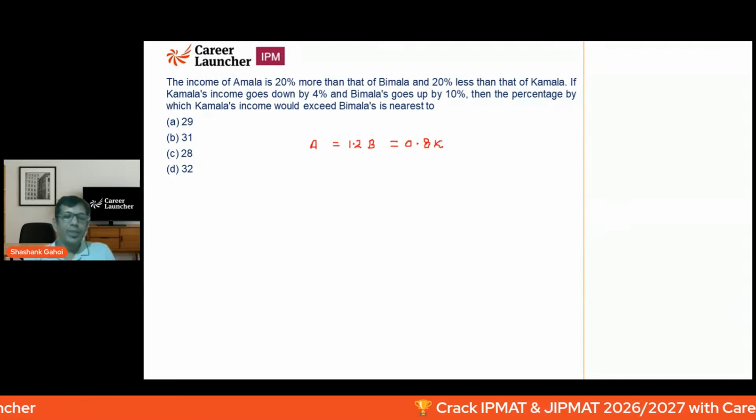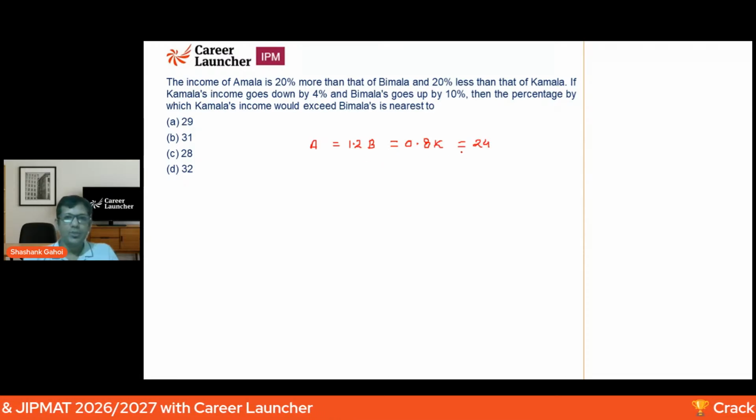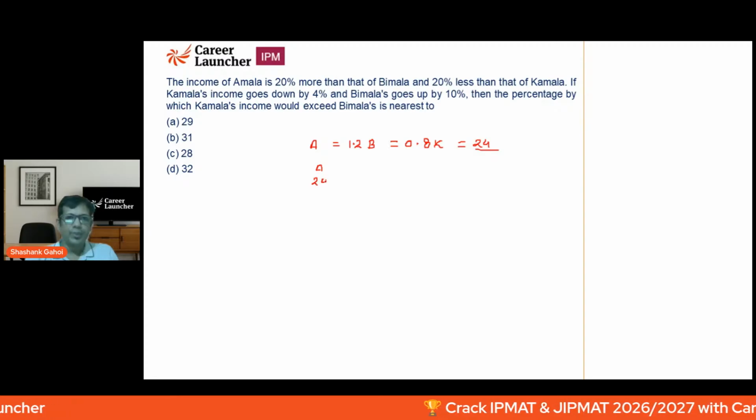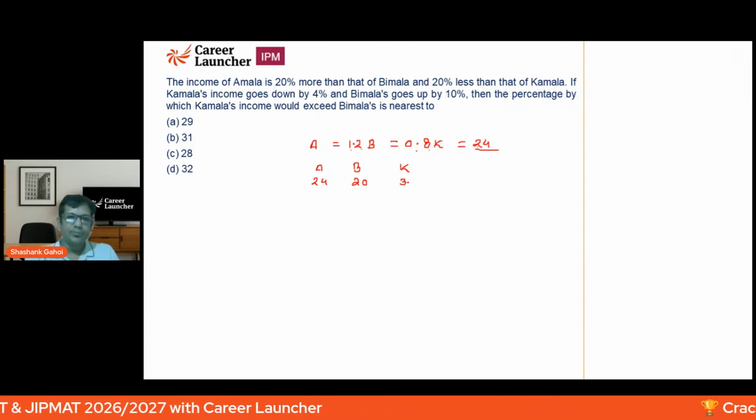I am going to take a number that is a multiple of 1, 1.2 and 0.8. So I am going to take a number that's a multiple of all 3 numbers. I'm going to assume A's income is 24. Okay, so 1.2B is 24. So B comes out to be 20. And 0.8K is 24, so K comes out to be 30.